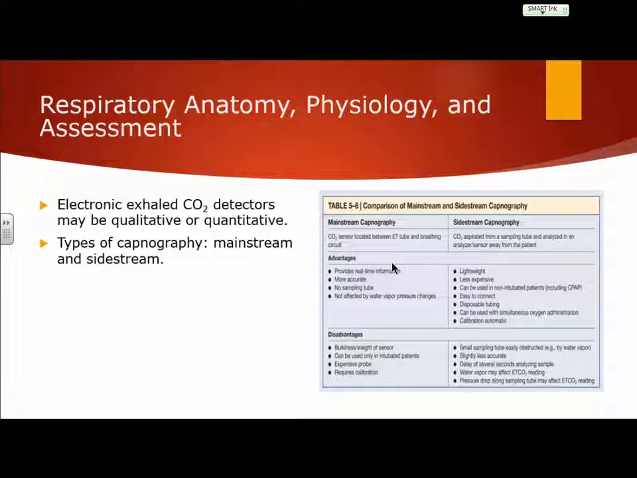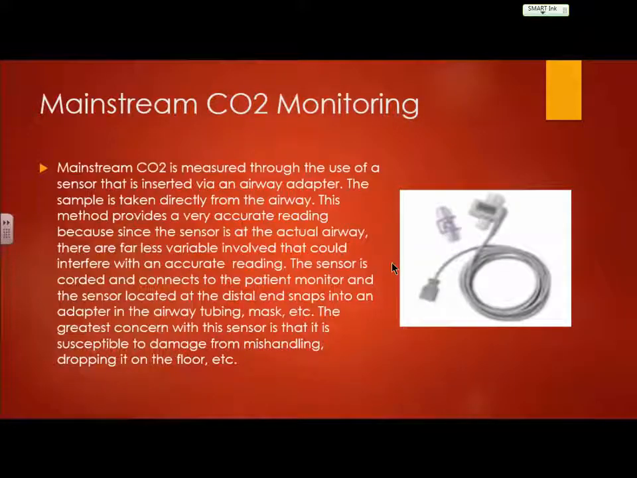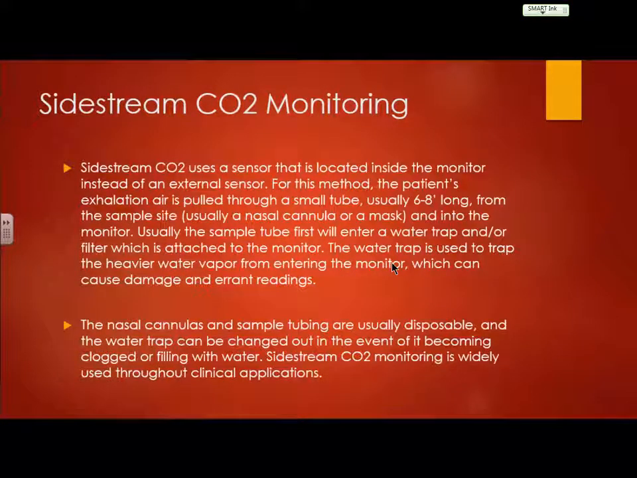These are going to be some of your more mobile, smaller devices, and they're accurate enough, but your mainstream is going to give you real time. Okay? Sidestream uses a sensor that is located inside the monitor instead of an external sensor. It's usually pulled through a small tube from the sample site, usually a nasal cannula or a mask, and into the monitor. That type of nasal cannula with the little bulb thing would be a sidestream, but what you put in between on your ET tube would be a mainstream.